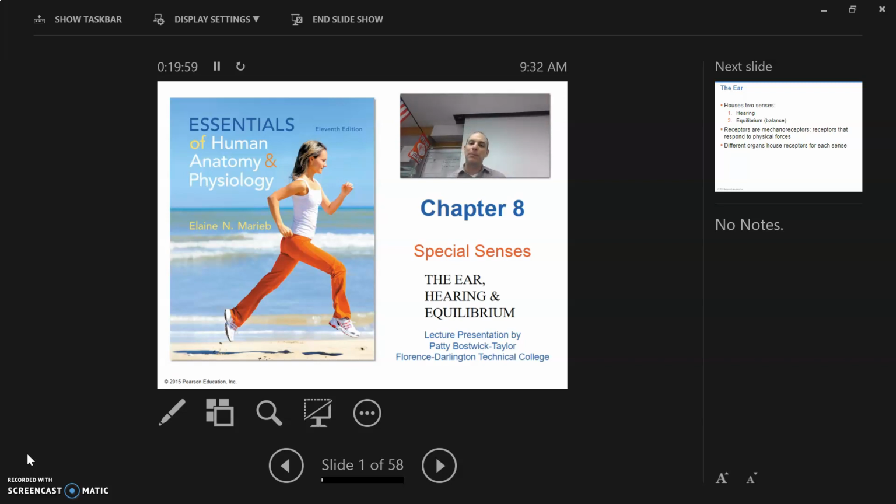Bam! Floating baby skull to start our day today. Welcome to the hearing notes in our special senses unit.